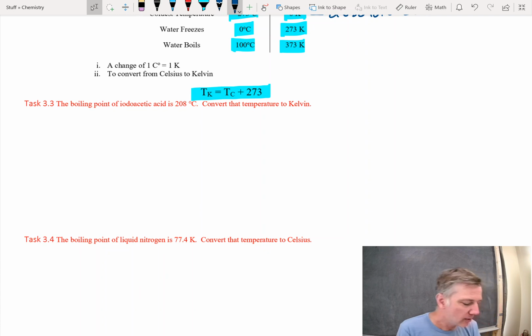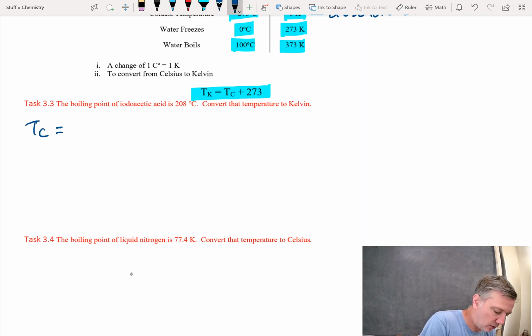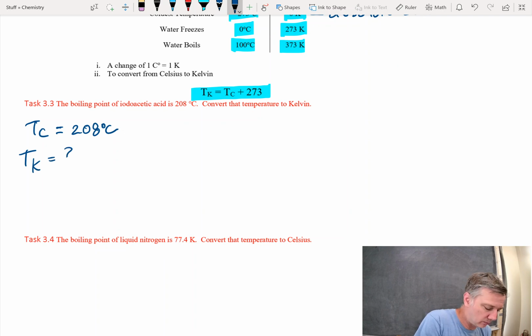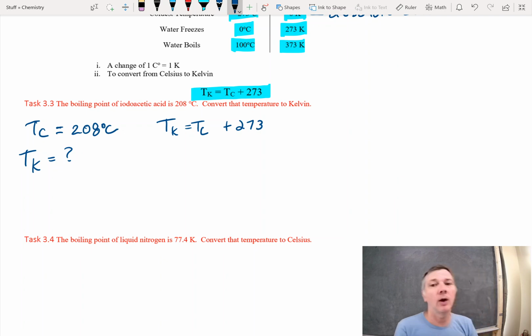The boiling point of iodoacetic acid is 208 degrees Celsius. Convert the temperature to Kelvin. Again, we're going to say temperature Celsius is equal to 208 degrees Celsius, because that's what they gave us. We're looking for the temperature Kelvin. Now, we know our equation we're going to use is temperature Kelvin is equal to temperature Celsius plus 273. Now, in our class, you don't have to memorize equations. All of these equations are given to you on what we call the pink sheet.